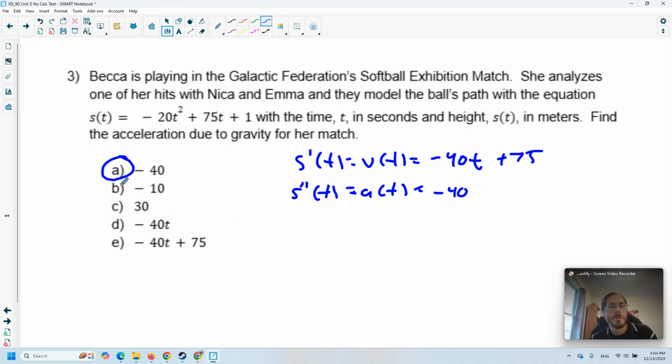So again, remember, Earth is like -10, so gravity is like 4 times as much on this alien planet. So hopefully she hit a good one and was able to overcome gravity. You'll have to check it out. Again, you'll have to actually make the graph to see.